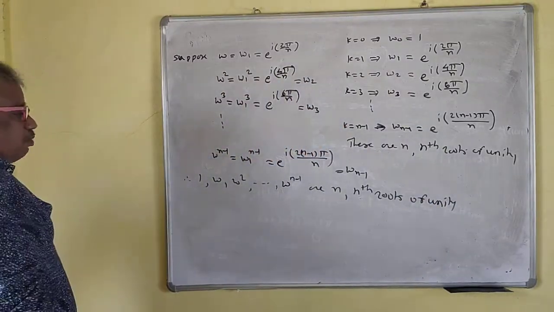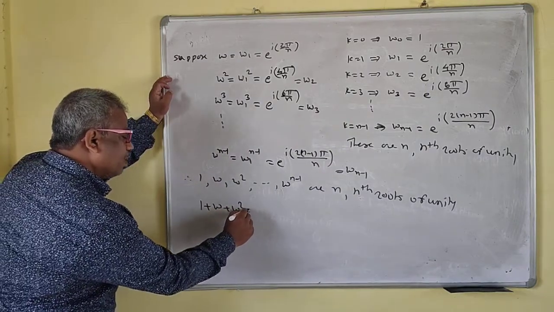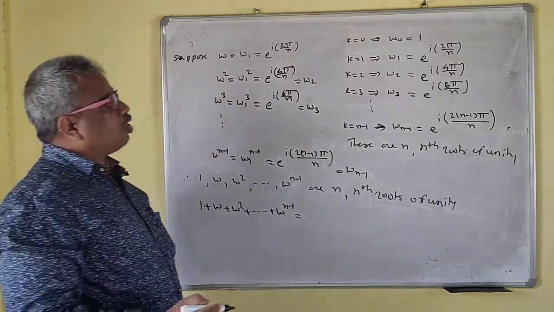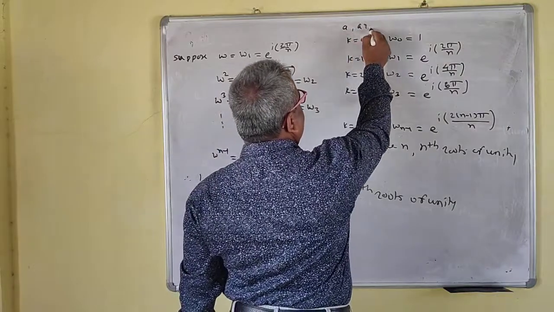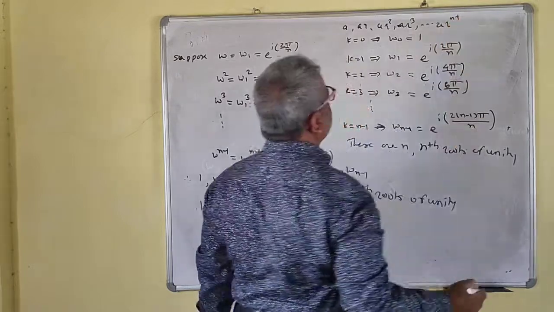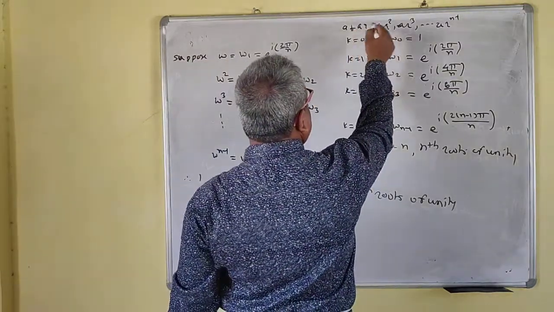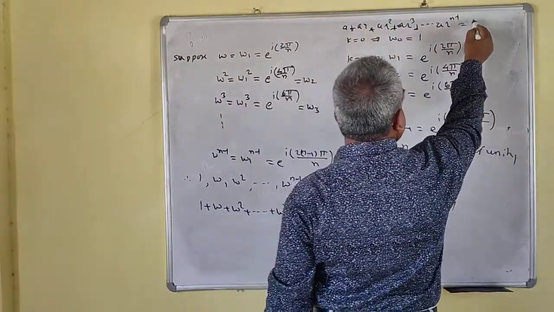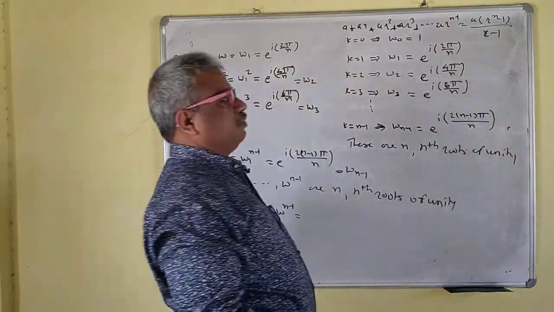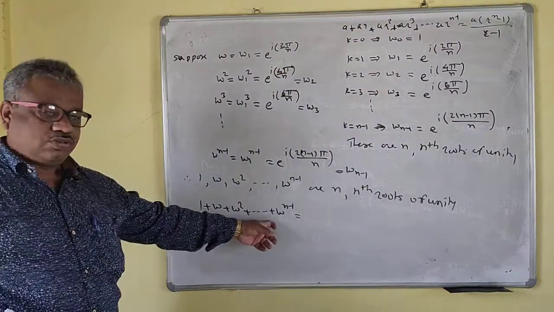Okay, so we take the sum of the nth roots of unity. So 1 plus omega plus omega square plus up to omega to the power n minus 1. So we know that this is a geometric progression: a, ar, ar square, ar cube, up to ar to the power n minus 1. This is a geometric progression of n terms, and we know that the sum of this geometric progression is nothing but a times r to the power n minus 1 upon r minus 1. Right? So this is the sum of the geometric progression.